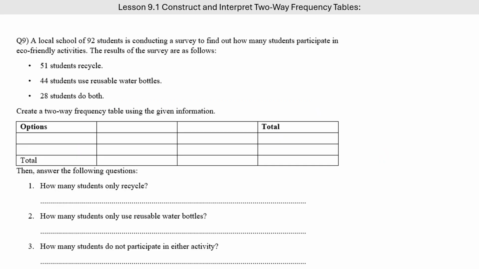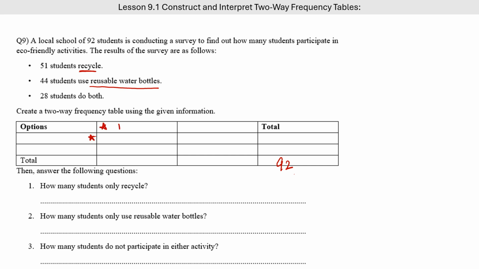So let's practice this question. A local school of 92 students. It means the total number of the students is 92. Over here, the grand total. Find out how many students participate in the eco-friendly activities. What are the eco-friendly activities? One is recycling and one is reusable water bottles. So I write one right here and one right over here.